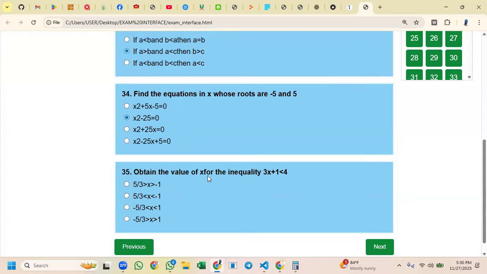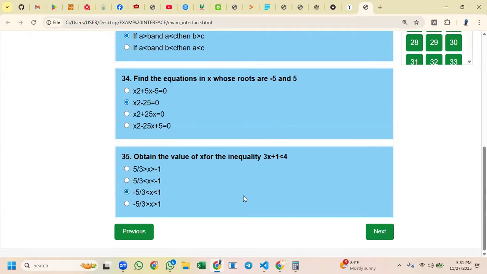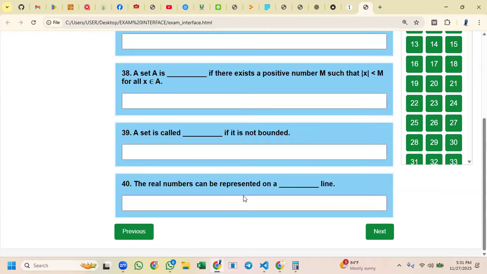Obtain the value of x for the inequality 3x plus 1 is less than 4. What will be the answer? Well, to look for x there, the closest is option C. Minus 5 over 3 is less than x, x is less than 1.